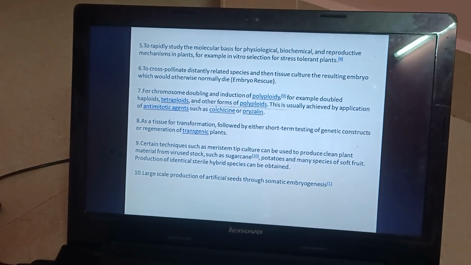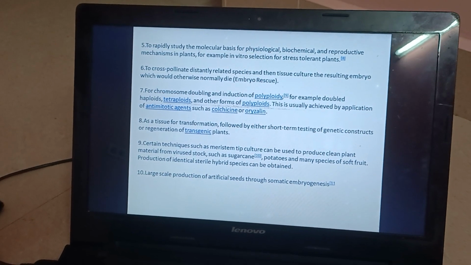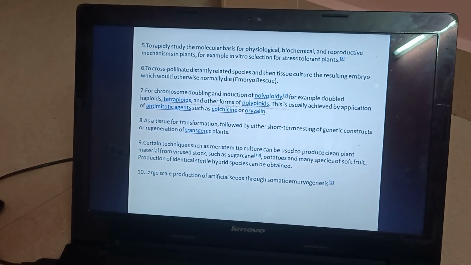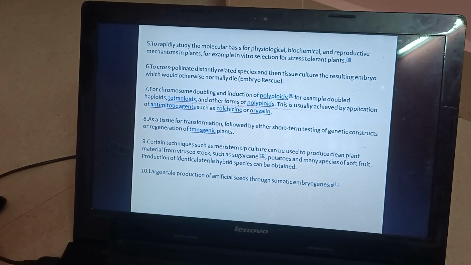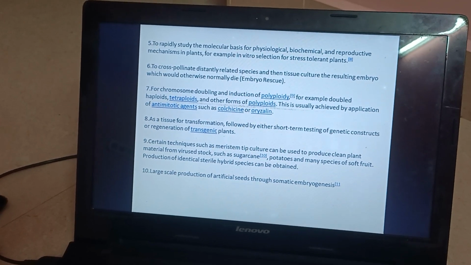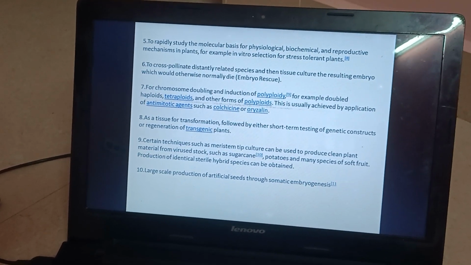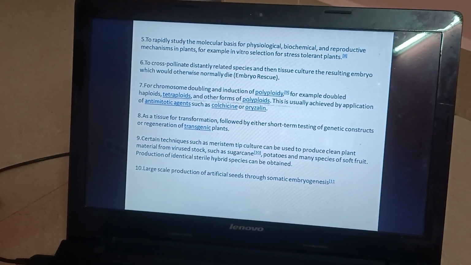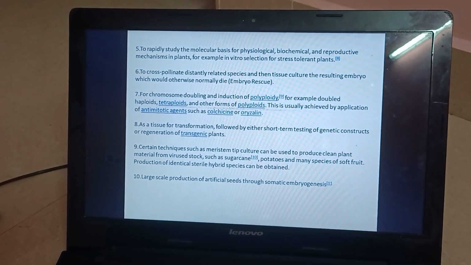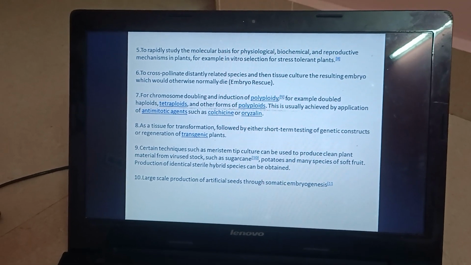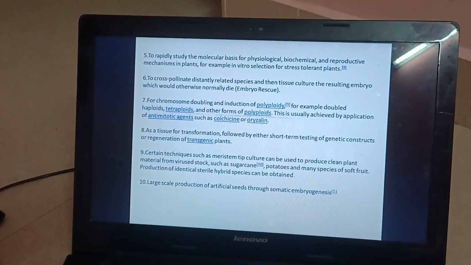Okay, and the final one is large scale production of artificial seeds through somatic embryogenesis. Somatic embryogenesis, which we already know, is where the embryo doesn't originate from zygotes or gametes, but from somatic cells. So for large scale production of artificial seeds using somatic embryogenesis, in that concern also we are doing these tissue culture techniques.